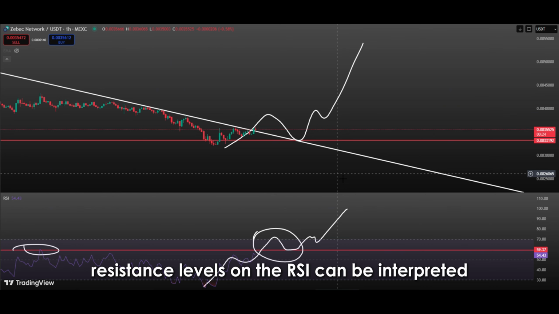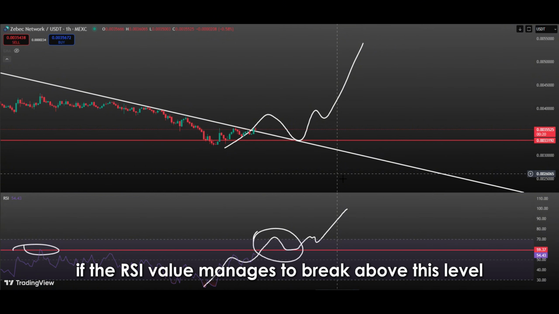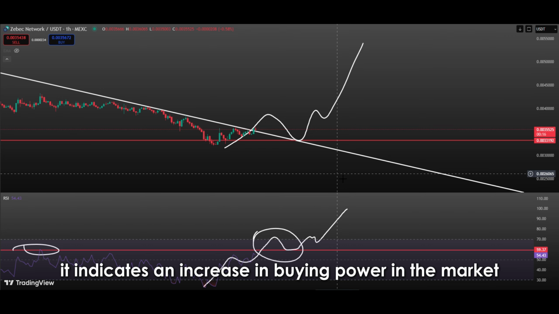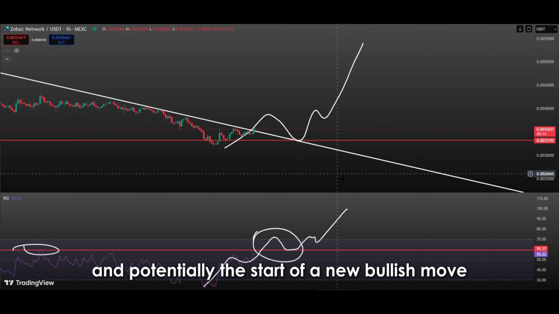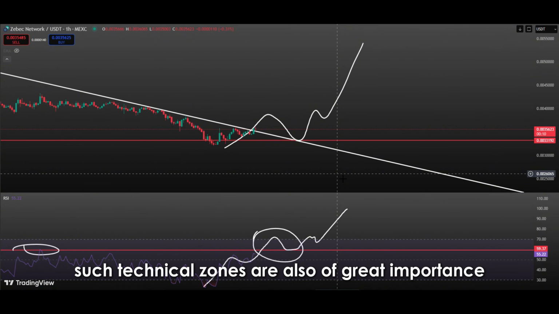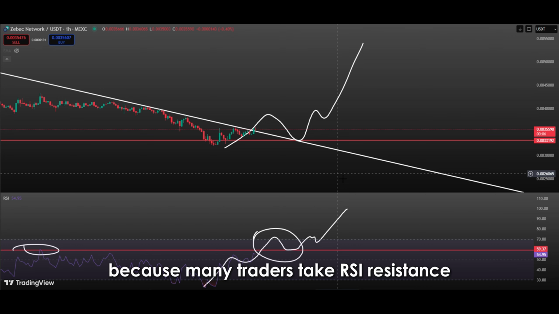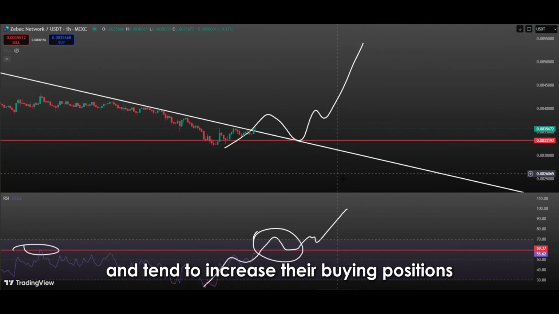Resistance levels on the RSI can be interpreted just like resistances on the price chart. If the RSI value manages to break above this level, it indicates an increase in buying power in the market, and potentially the start of a new bullish move. In particular, such technical zones are also of great importance in terms of investor psychology. Because many traders take RSI resistance breakouts as confirmation of uptrends and tend to increase their buying positions after these breakouts.